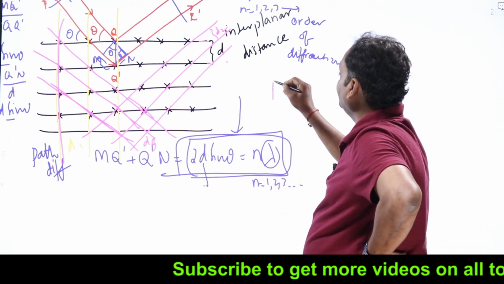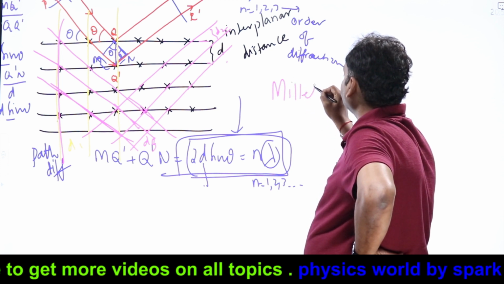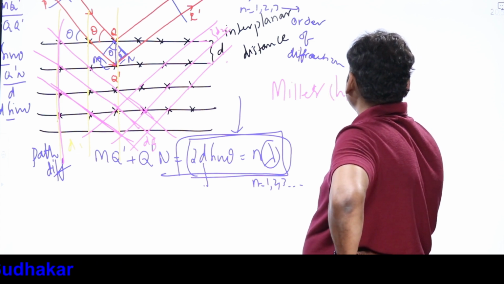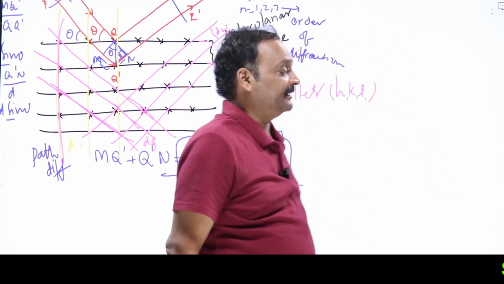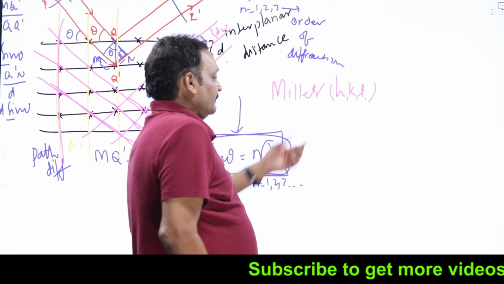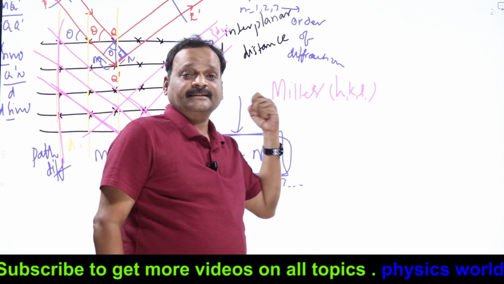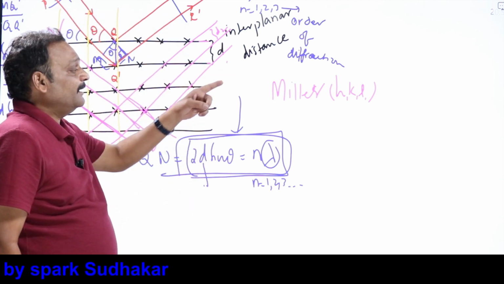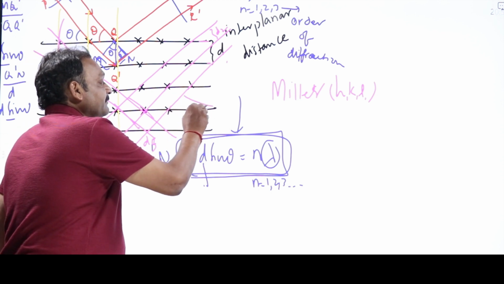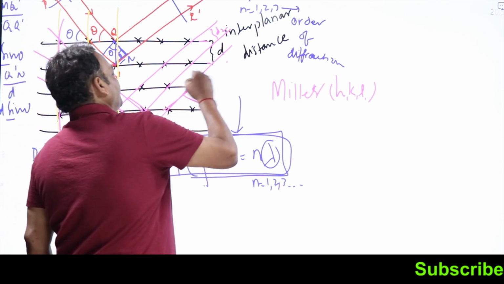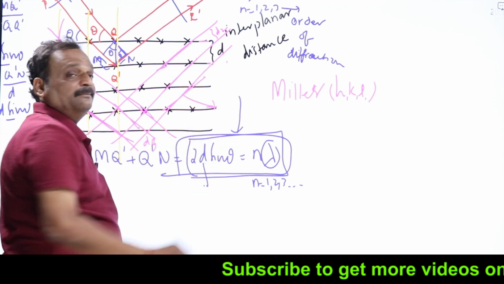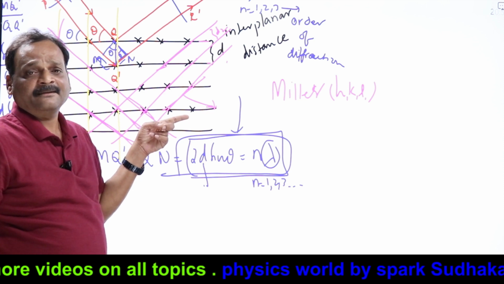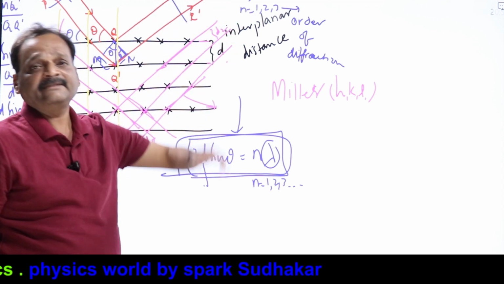A scientist called Miller has used a set of three integers, h, k, l. You can put commas in between them or you can avoid commas, whatever it is. h, k, l, small letters, a set of three integers to designate a given set of parallel atomic planes. Miller indices do not talk about an individual atomic plane. Remember, all planes parallel to that plane will have the same Miller indices, because I am interested in that orientation, not in one particular plane. How many planes will be there? Billions of planes will be there.